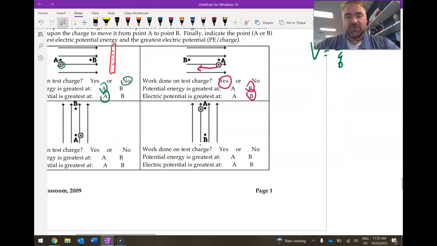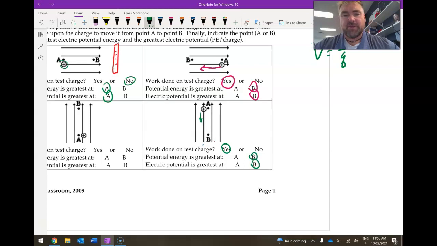If we go down, I'll just do this one, then work our way around. Here we have a positive plate. Positive is going to be on the bottom because the charge is going to want to naturally go from the bottom to the top in this case. Will we have to do work on it in order to push this thing back down here? The answer is yes, because we have to go against that electric field. So potential energy is going to be greatest at B, along with the electric potential.